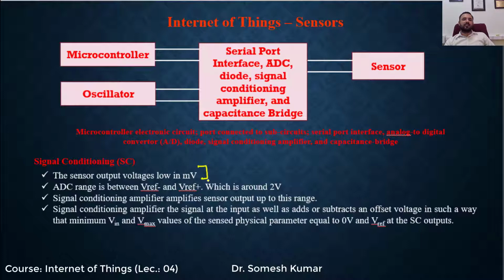Fine, each ADC has some V reference, the V reference plus and the V reference minus. This signal conditioning amplifier converts this millivolt to some voltage range. Fine, and this voltage range is used by the ADC, and this ADC converts this to the digital signal.